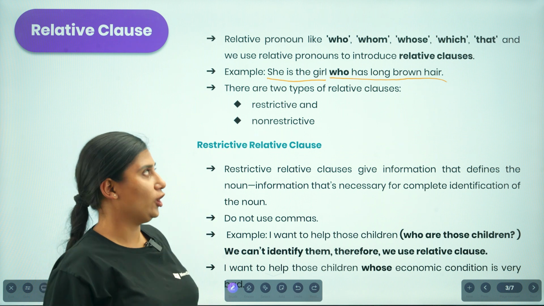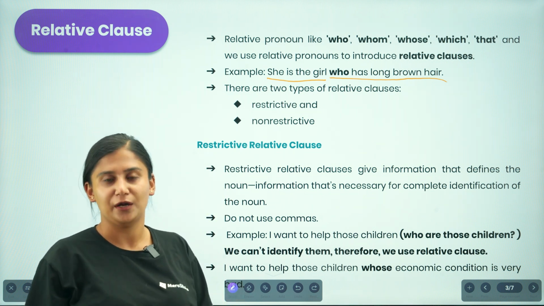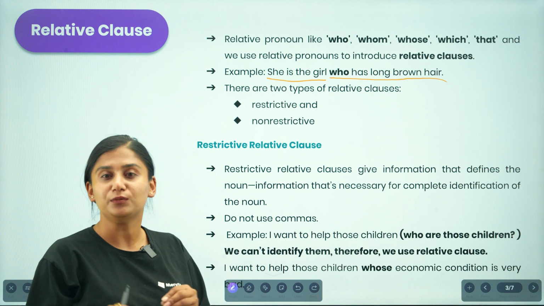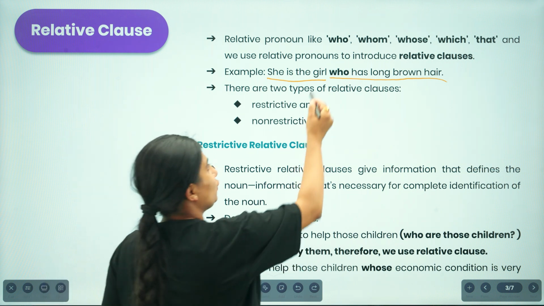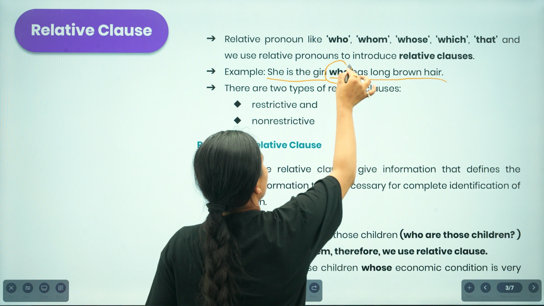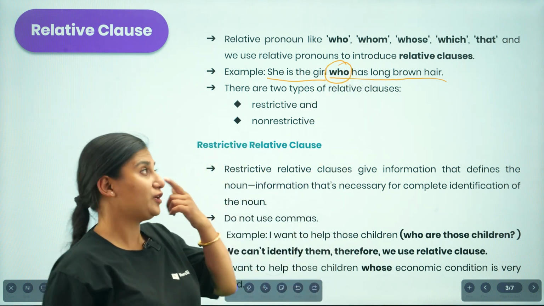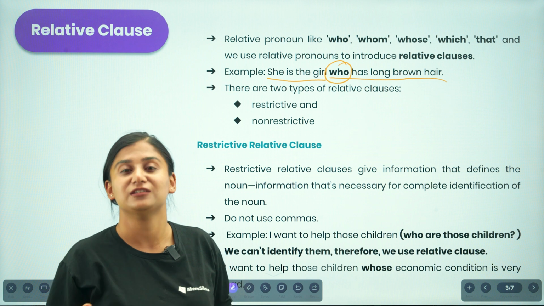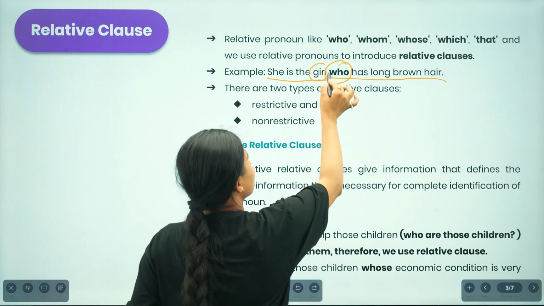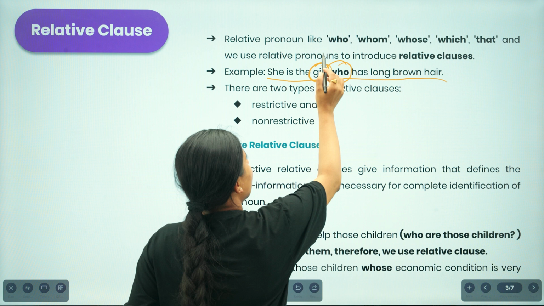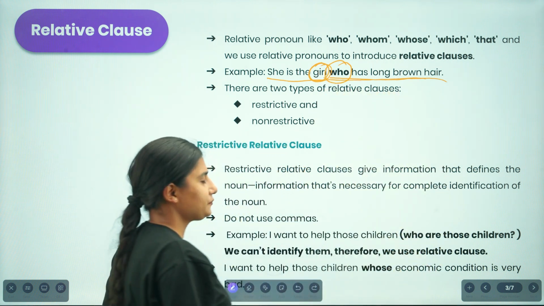That is, she is a girl and she has long brown hair. But in order to connect those two independent clauses, I have used the relative pronoun who and connected the sentence, right? So here, who is the relative pronoun which is providing us much more information about this girl, which is the noun, and is telling us that the girl has long brown hair.